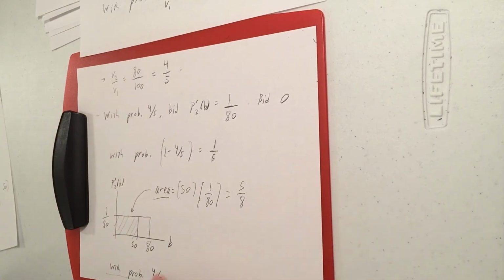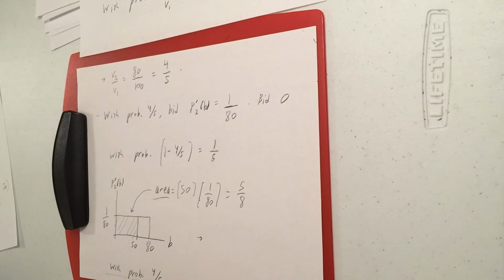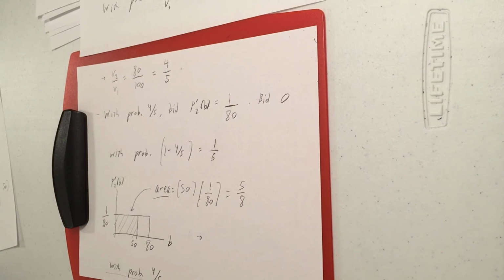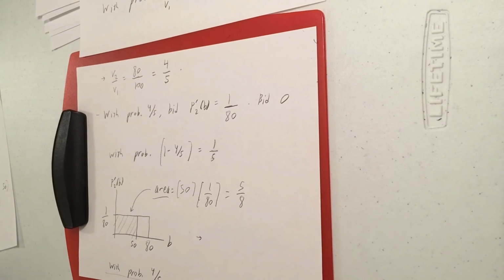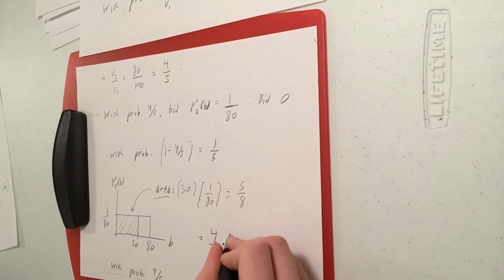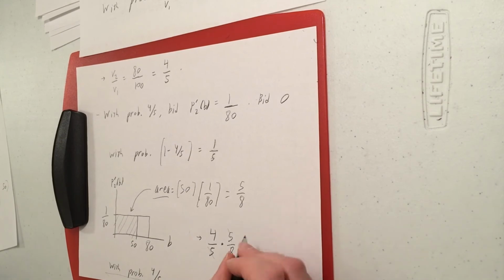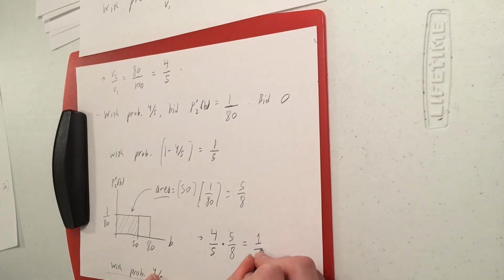Now, that happens with probability 4/5. So 4/5 of the time, we bid according to this rule, and that rule 5/8 of the time gives you a bid less than 50. So that boils down to, we get some very nice cancellation here of the 5s. 4 over 8, which gives us some even more nice cancellation, 1 over 2.